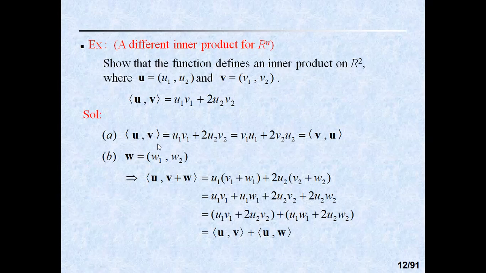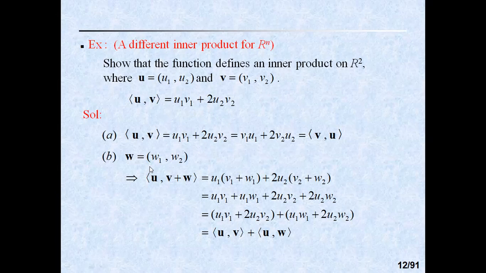Inner product of u comma v, first property, is equal to u1 v1 plus 2 u2 v2. Because v1 u1 is the same as u1 v1, and 2 v2 u2 is the same as 2 u2 v2, this can also be represented as the inner product of v comma u by using this definition. Therefore, the first axiom is satisfied by this inner product.